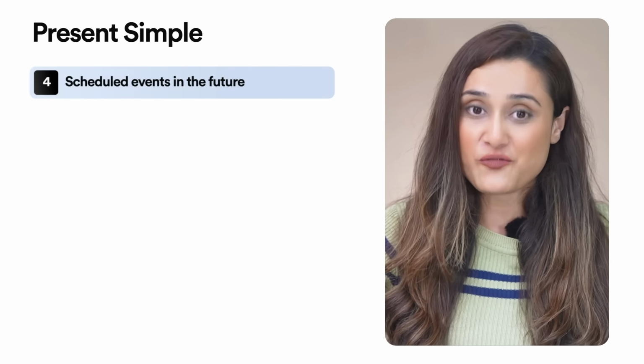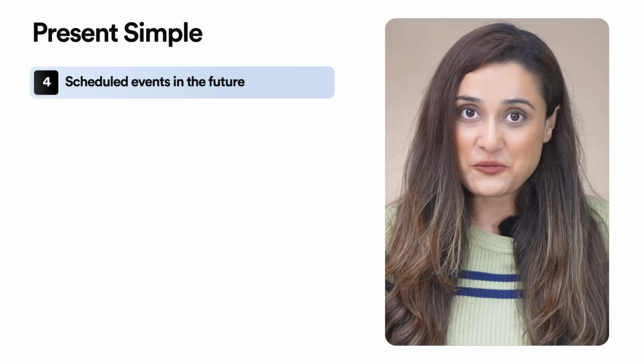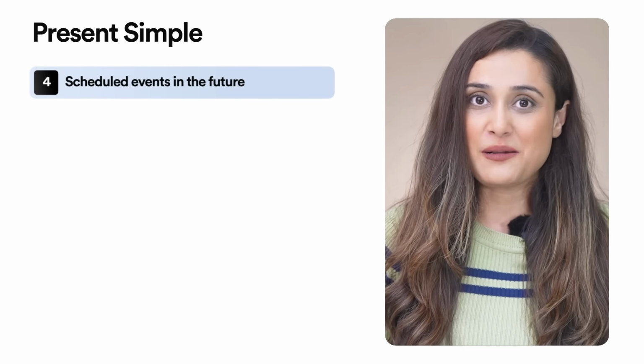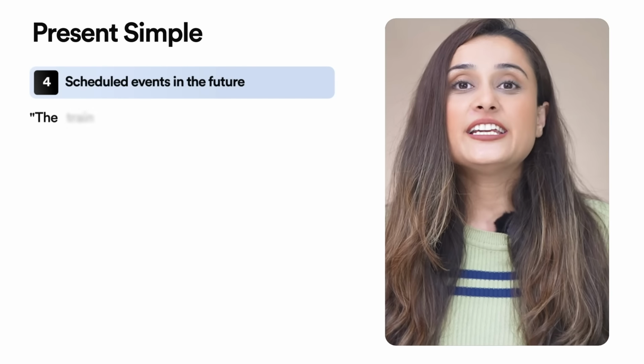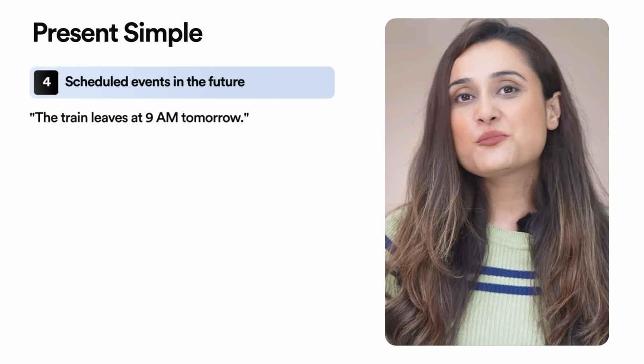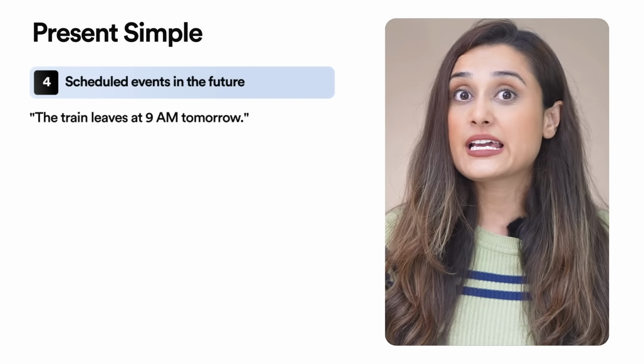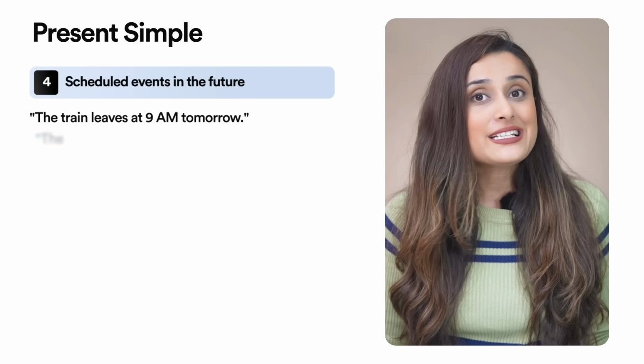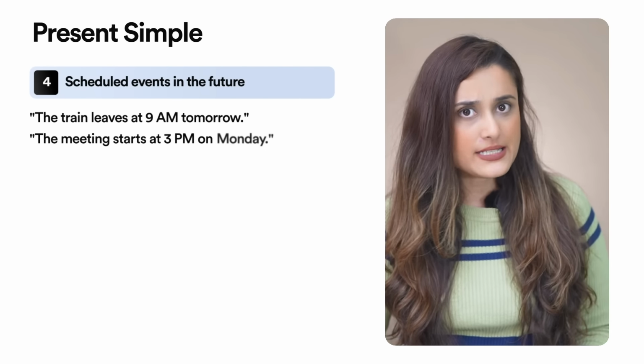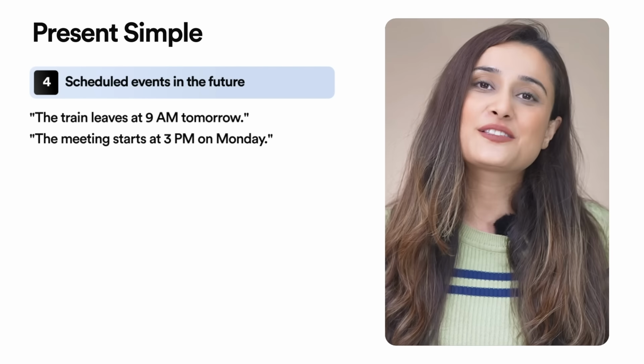You don't schedule events for the moment, right? You've got to give time for people to assemble and gather, right? The train leaves at 9 a.m. tomorrow. A scheduled event stated in present simple. The meeting starts at 3 p.m. on Monday. Another scheduled event using simple present.